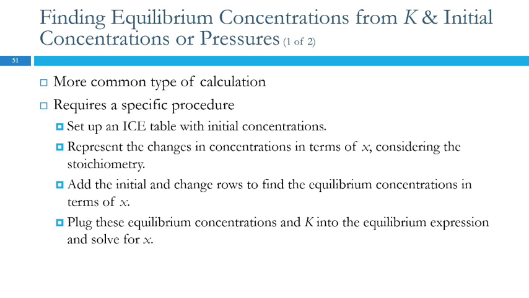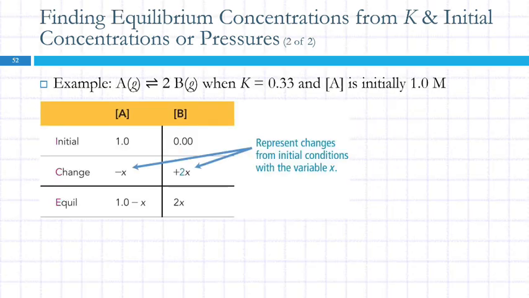So we're going to do a couple of examples here. The first one is with little numbers. So here we have A goes to 2B, and we've got our equilibrium constant and an initial concentration of A. It's the only reactant. So we'll make our ICE table. Remember, ICE is initial, change, equilibrium. Initially, we had 1 mole per liter of A. How many moles per liter of B? 0. It doesn't say that in the problem.